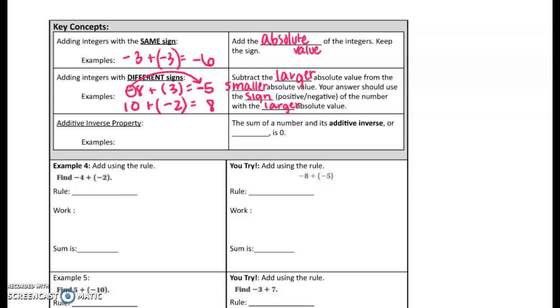The additive inverse property is that the sum of a number and its additive inverse, or opposite, is 0. So this is negative 3 plus positive 3. We have a negative number and its opposite, the positive version, and that's always going to equal 0.